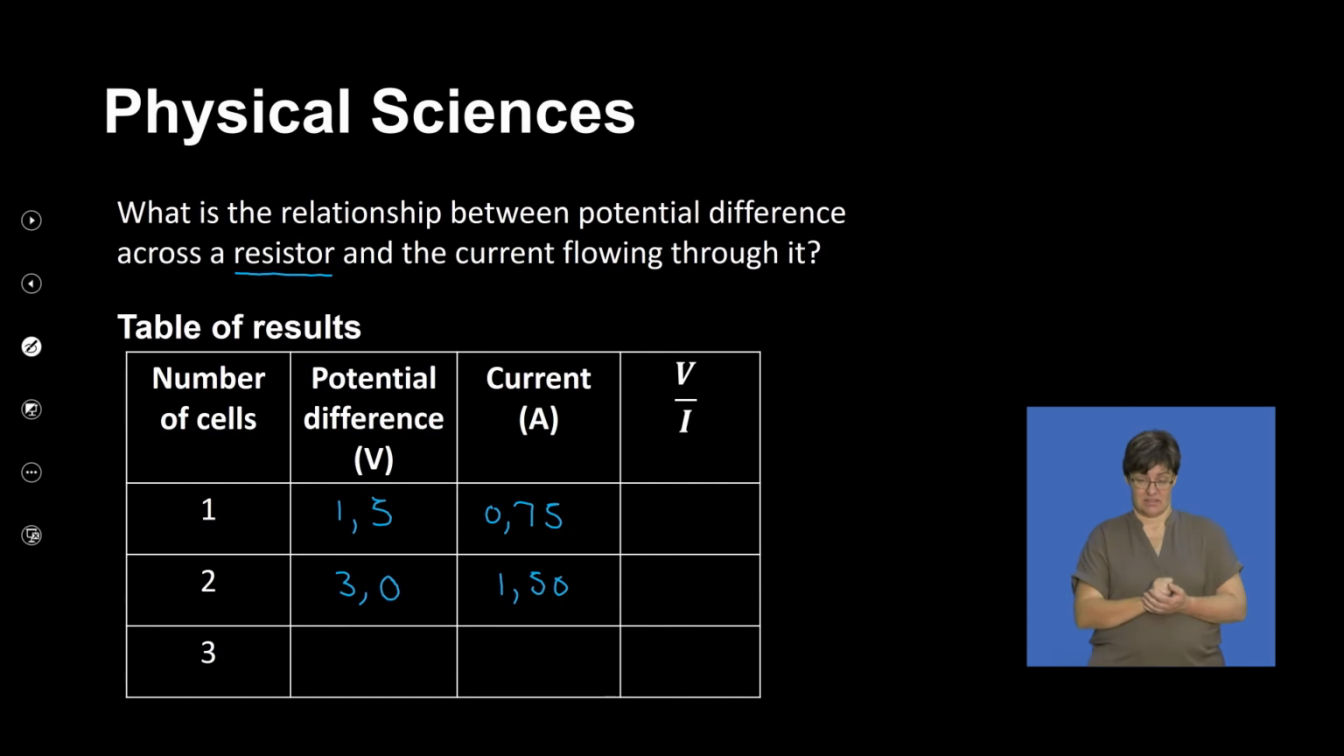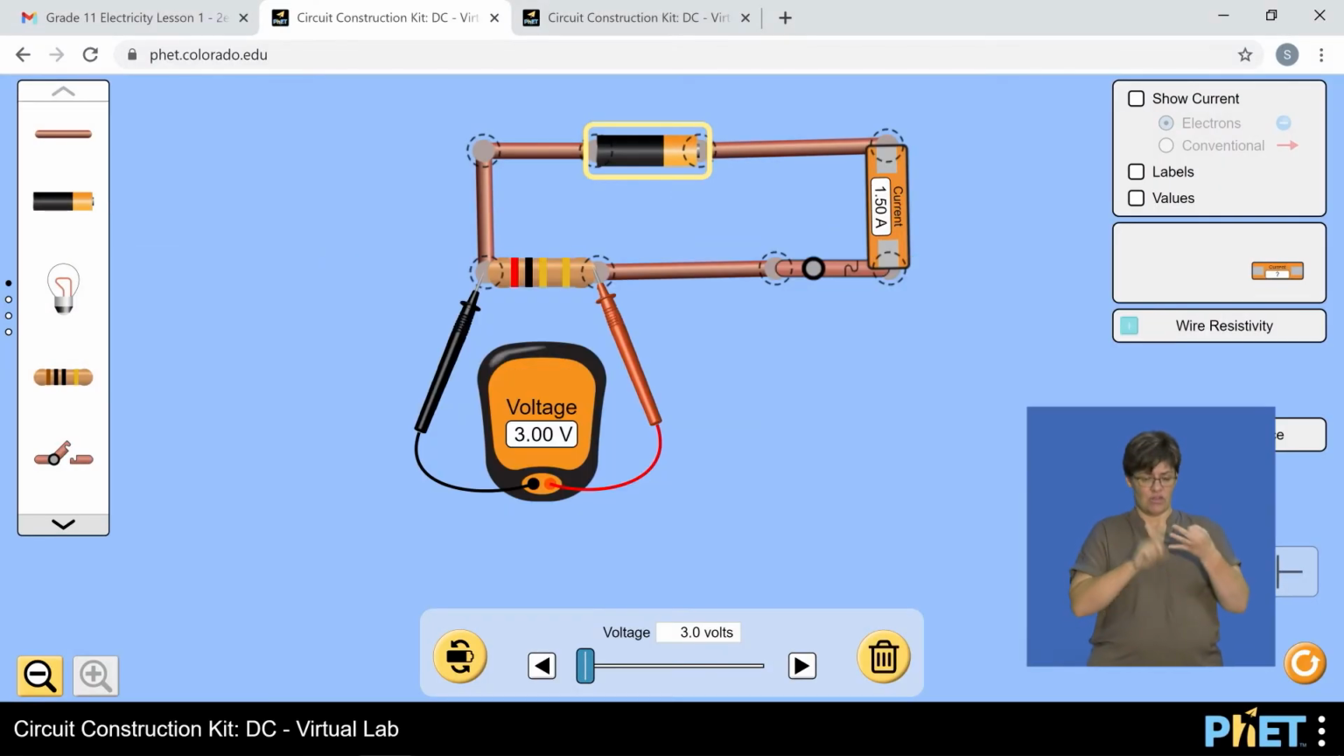We can all immediately pick up the trend that as we get the potential difference greater and greater across the resistor, so does the current. Let's make it 3 times as big, which corresponds to 3 cells. So this is going to be 4.5 volts, which corresponds to 2.25 amperes of current.